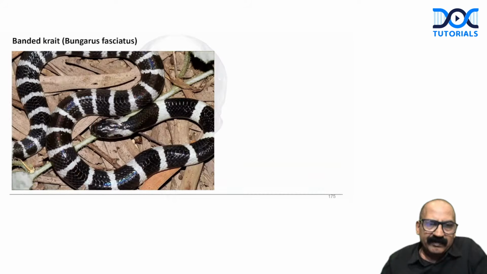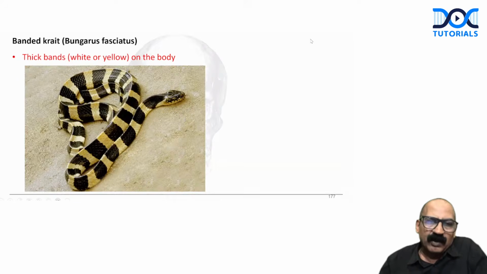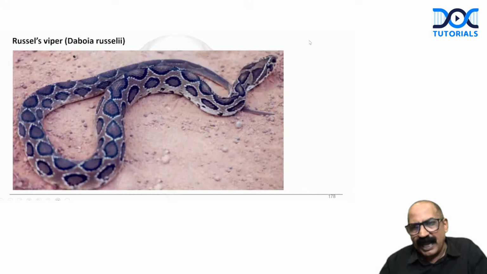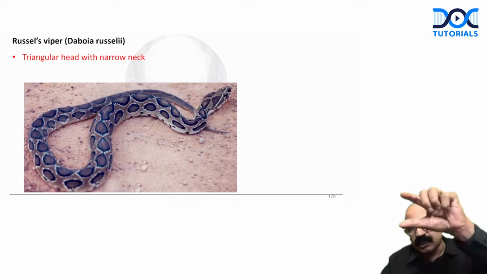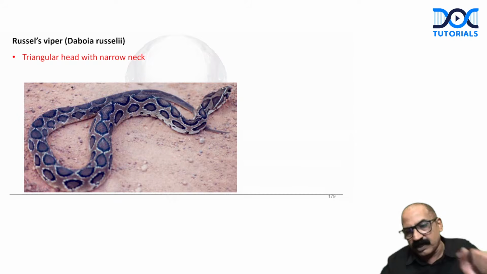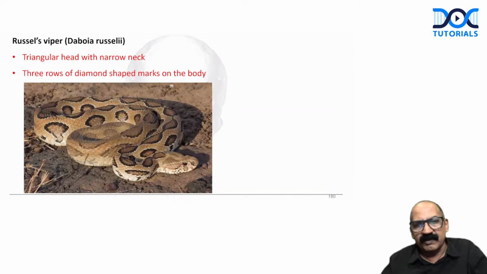Banded krait has thick bands, maybe yellow, maybe white, on the body. Now you see, here you can see yellow bands. Russell's viper has a triangular head and a narrow neck. On the body, you can see there are 3 rows of diamond-shaped marks. Look, here is another picture.